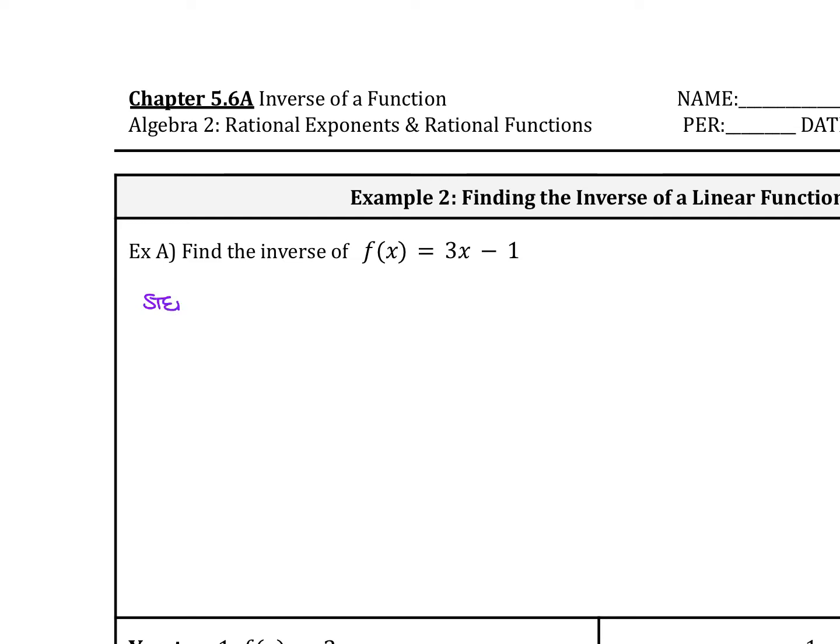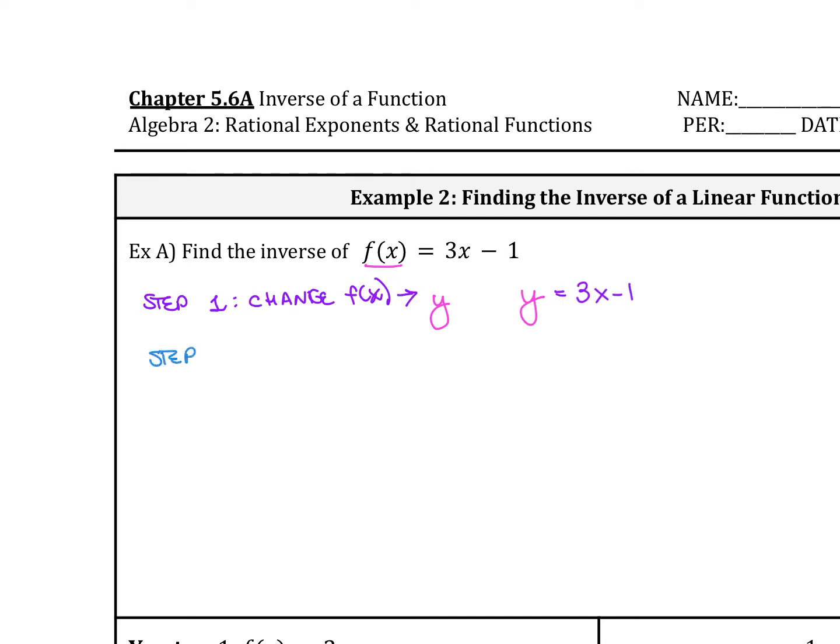So step 1 is we want to change f of x to y. Change the f of x to y. So we're changing this f of x here to y. F of x is y. So y equals 3x minus 1.